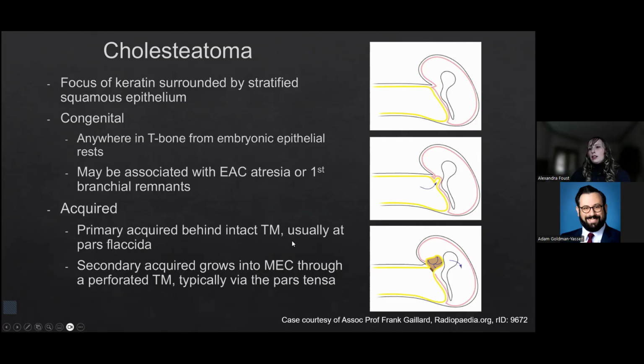They can also occur along the pars tensa, but the pars flaccida is going to be the much more common location. And then you can also have secondary cholesteatomas, which are going to start out external to the middle ear cavity and can grow through a perforated tympanic membrane. And usually these are more often located near the pars tensa.